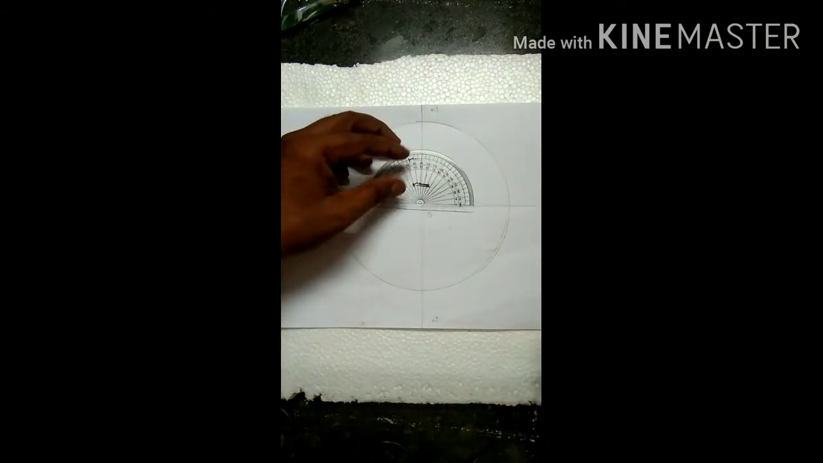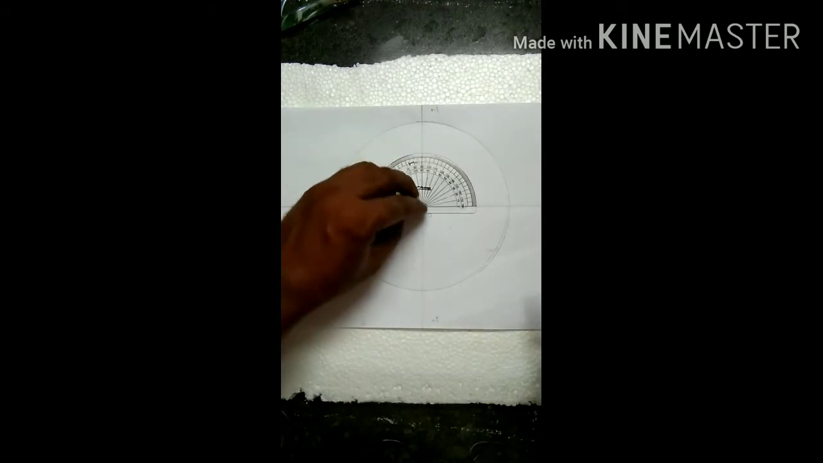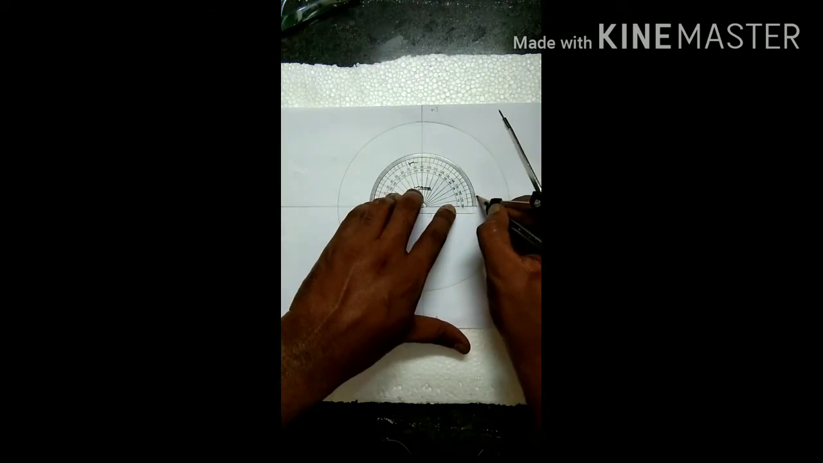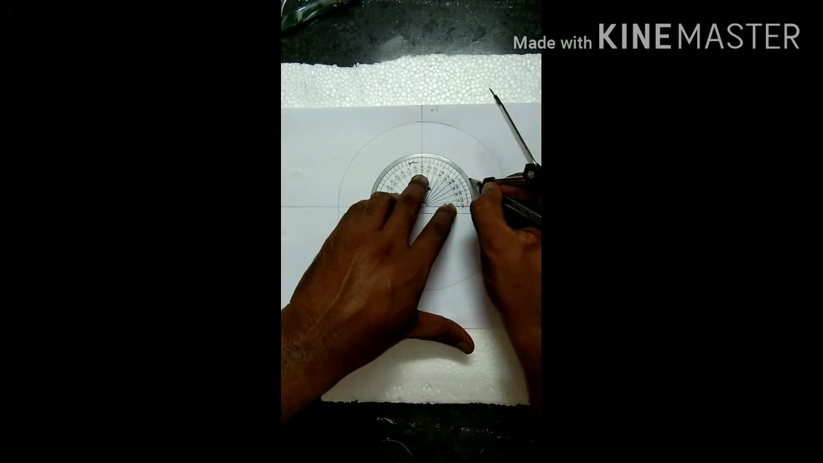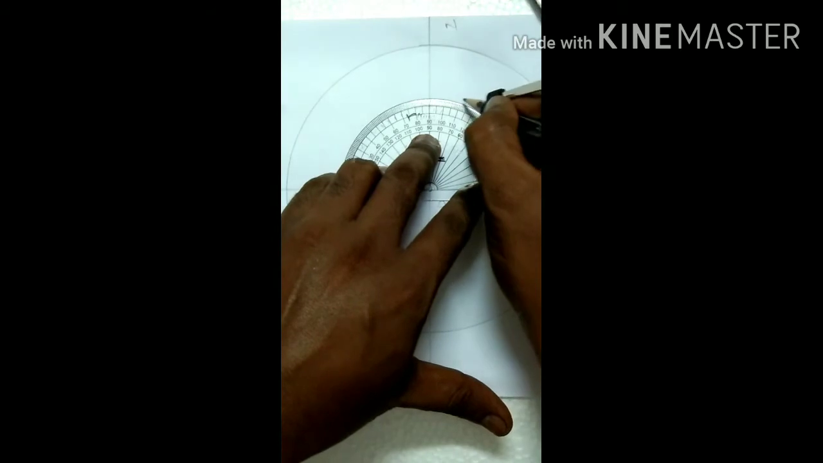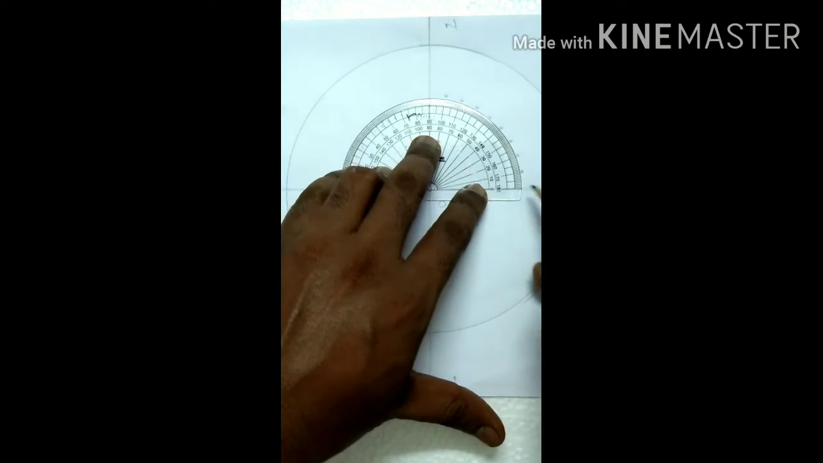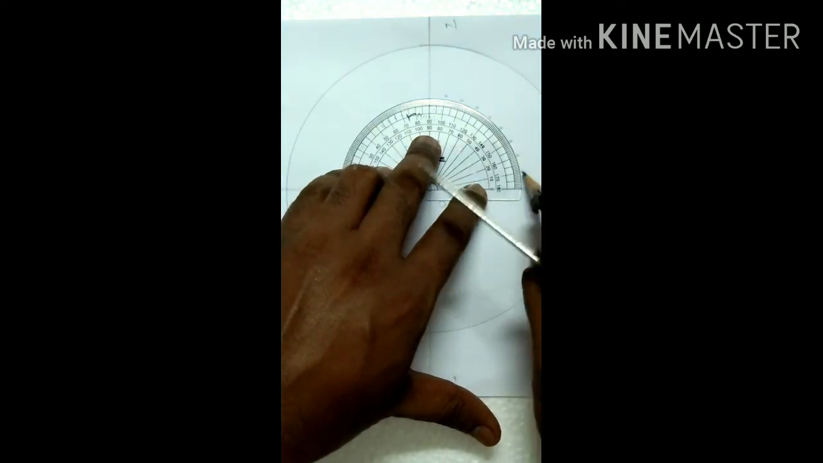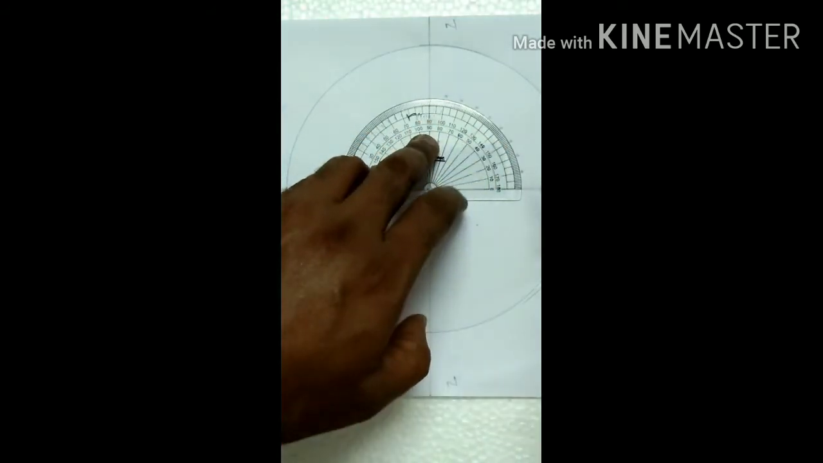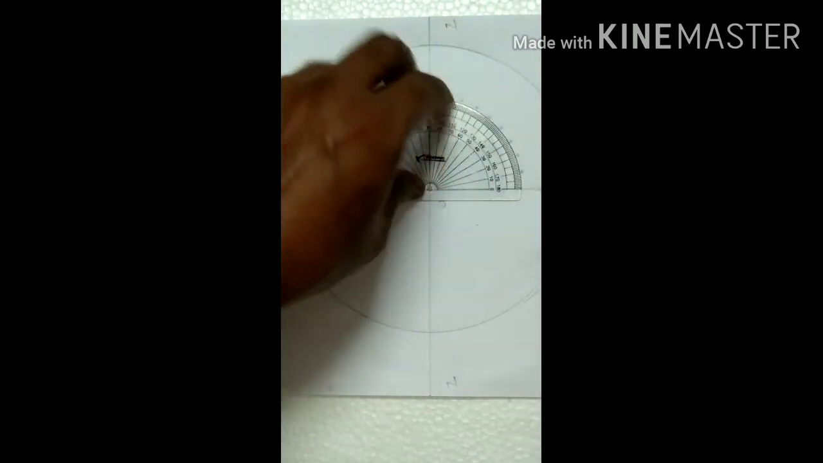Now I am going to bifurcate each quadrant into angles. How? If we consider this value as 0 degrees, then this is 10 degrees, 20, 30, 40, 50, 60, 70, 80, and this becomes 90. Once again you observe, this is 0, 10 degrees, 20, 30, 40, 50, 60, 70, 80, and this becomes 90.